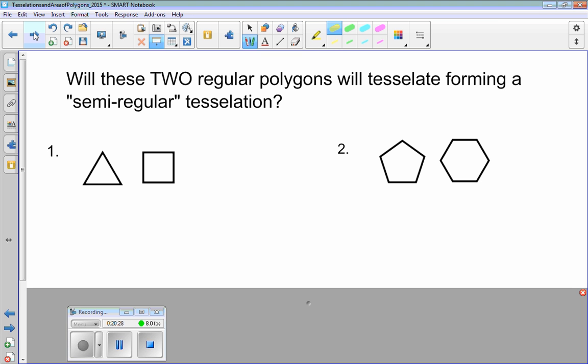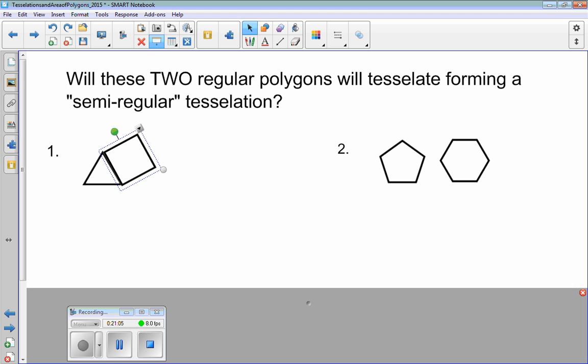Will these two regular polygons tessellate, forming a semi-regular tessellation? Meaning if I put the two together, will it work? Okay? So what do you think? Let me show you what I mean. If I took literally this guy here, and I rotated it, and tried to make it the same size, and tried to make a tessellation, could I make a tile pattern with these two with no gaps, do you think?